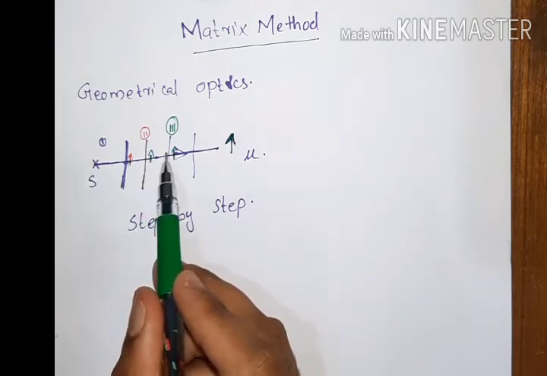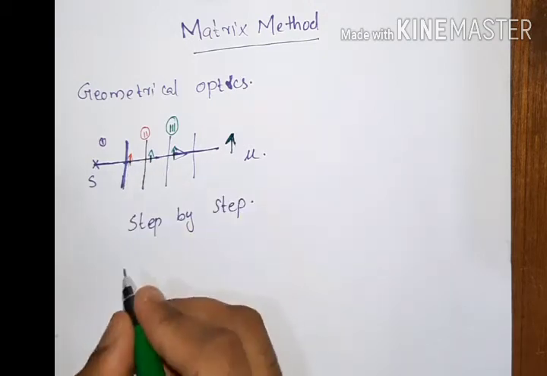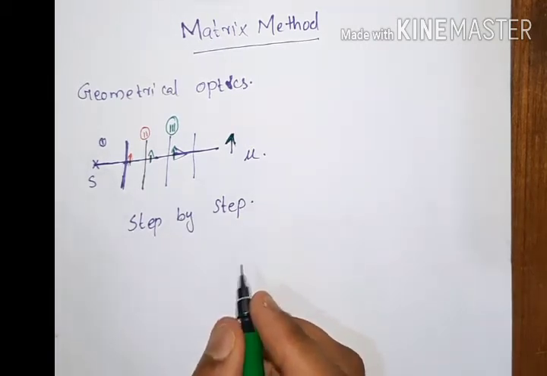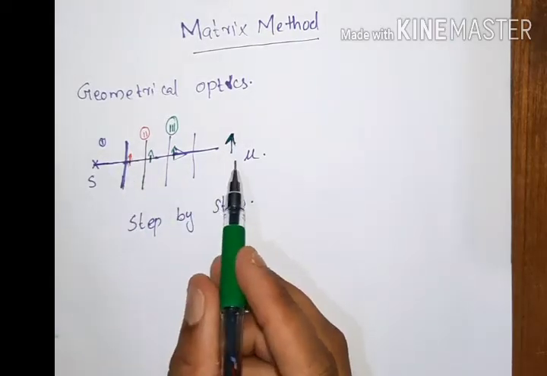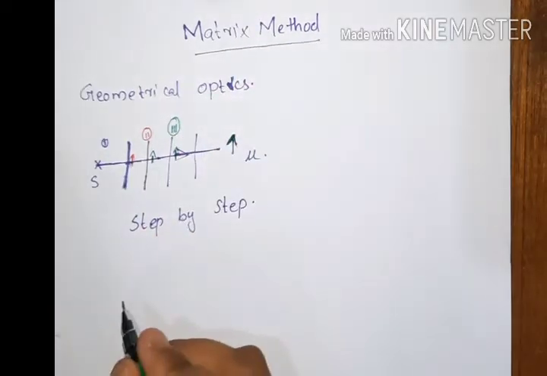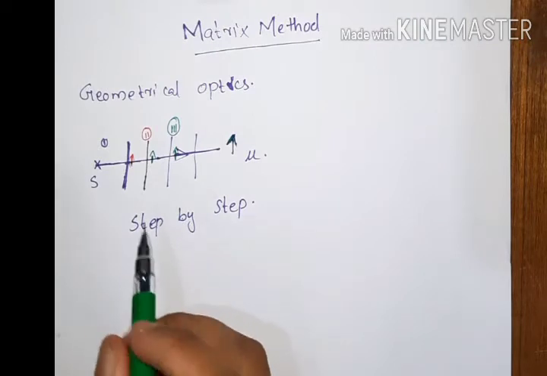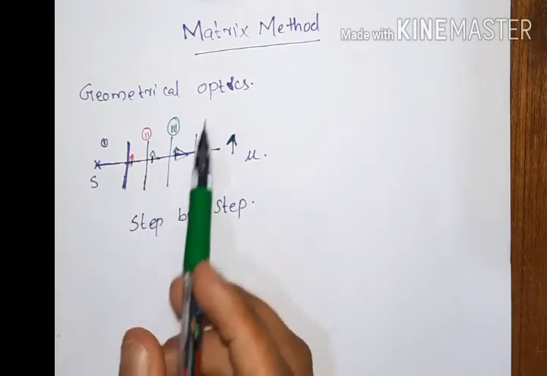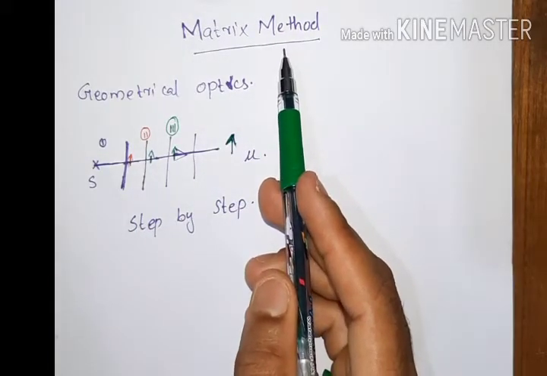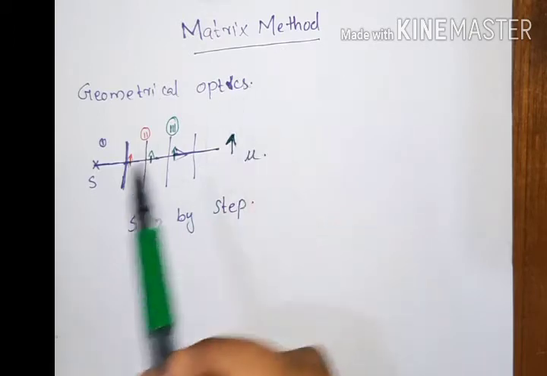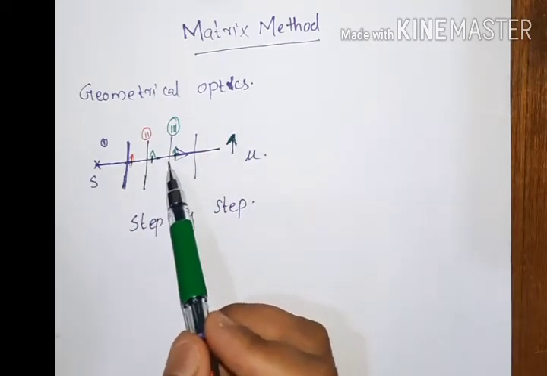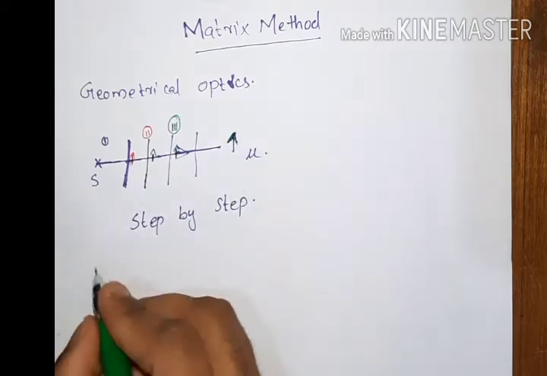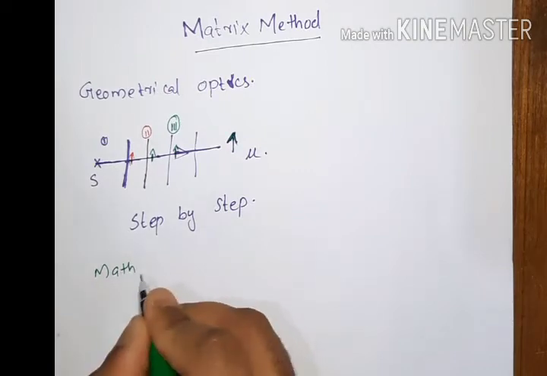But this process of taking the first image as the object of the second surface, the second image as the object of the third surface, and continuing like this is very tedious. So we are going to represent the whole process using matrices, representing the refraction as well as the translational motion of the light ray, which will directly convert the geometrical optical phenomena into a mathematical representation of the light ray propagation.